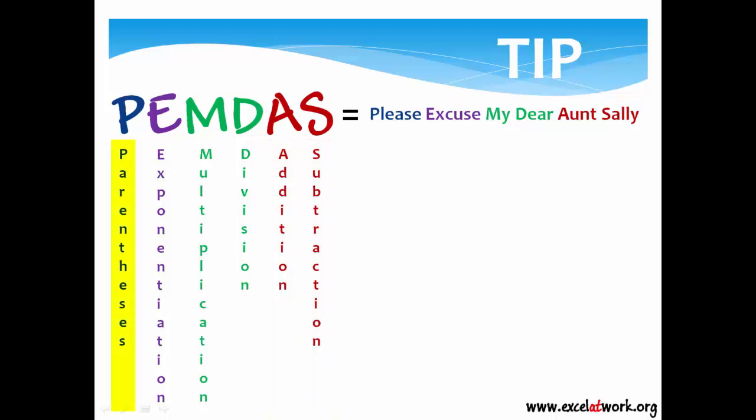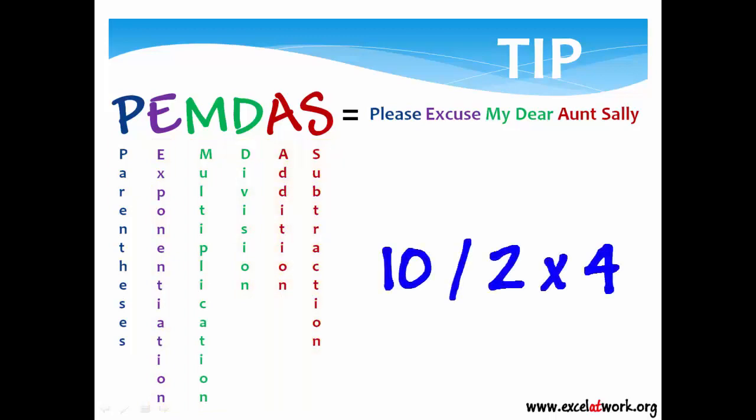Parentheses get calculated before anything else. Exponentiation is second. Multiplication and division are third, and addition and subtraction are last. When there are several operations with the same priority, the operations are just calculated from left to right.